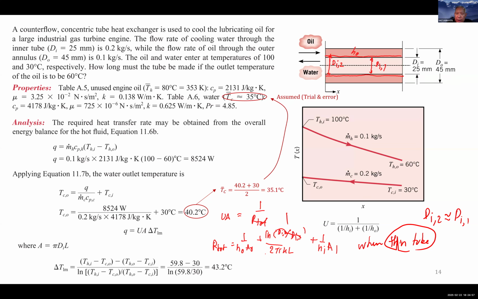So I wrote it down. 1 over U equal to 1 over HI plus 1 over HO, like so.